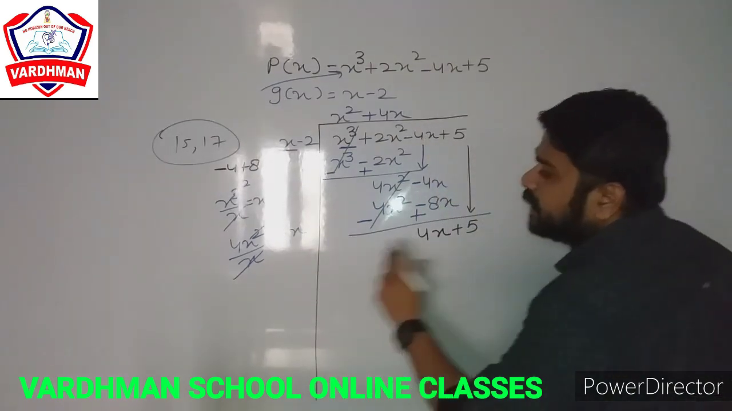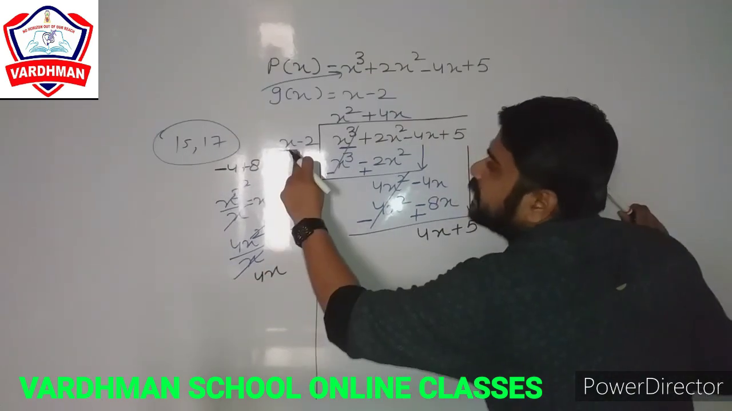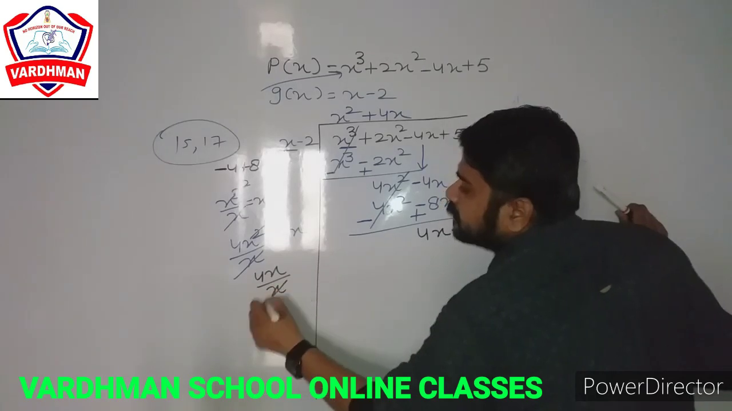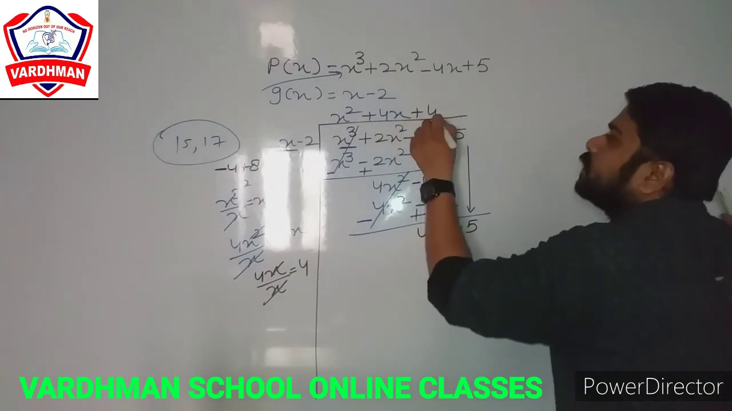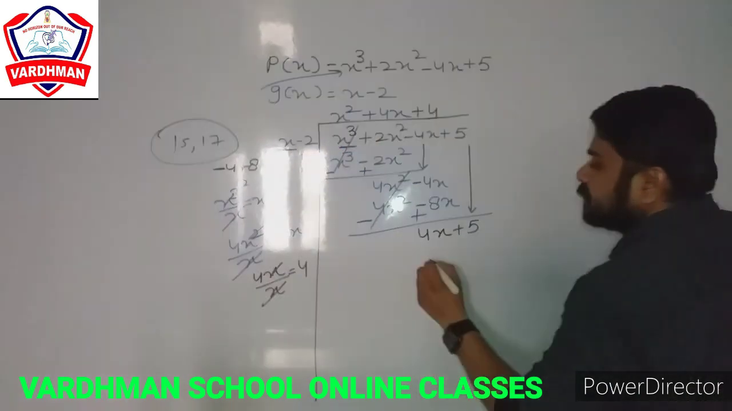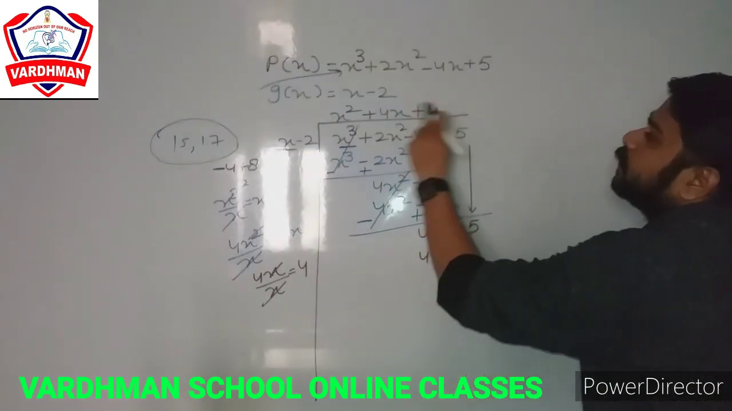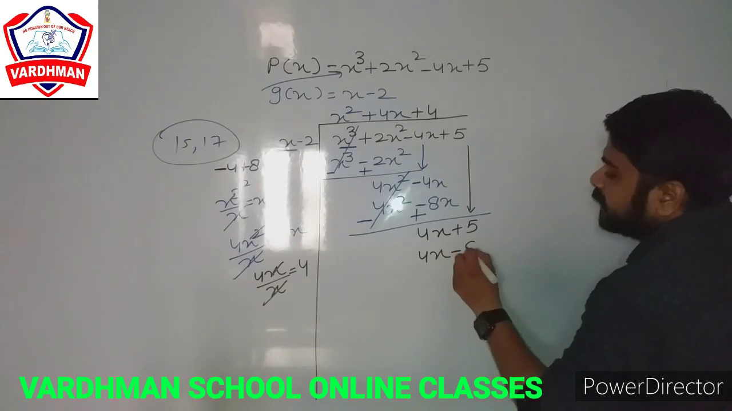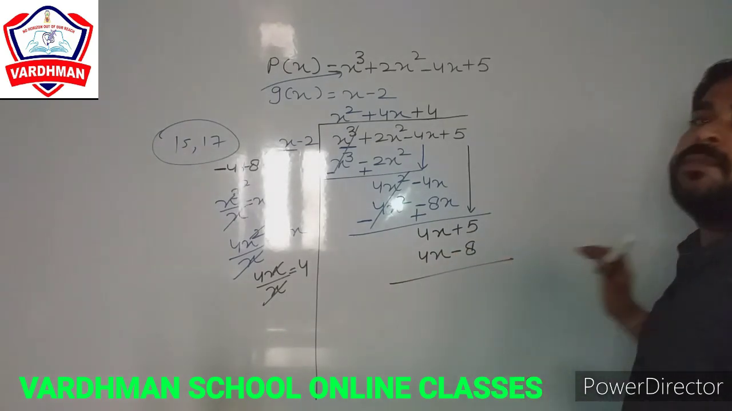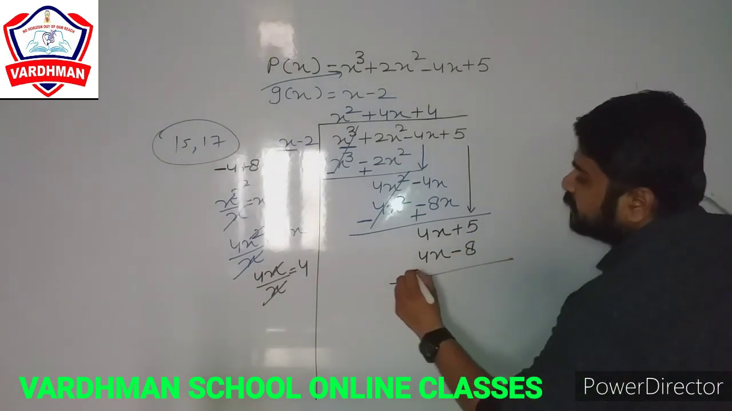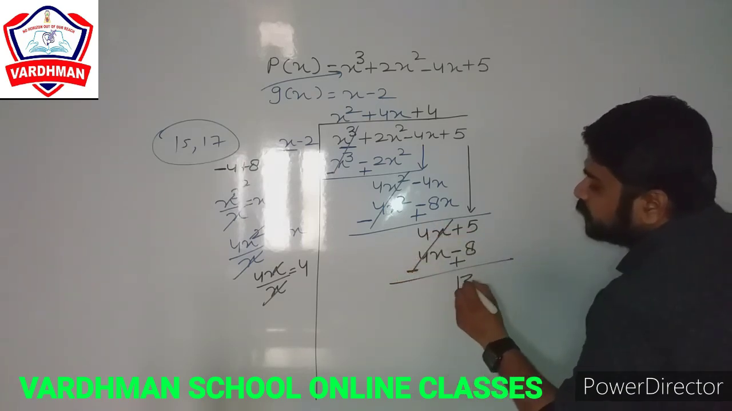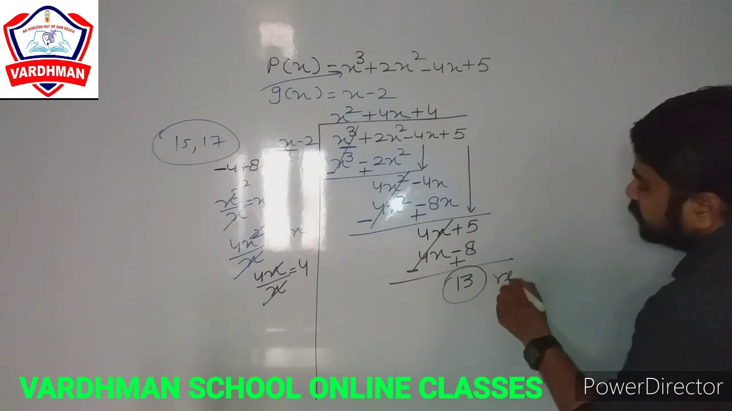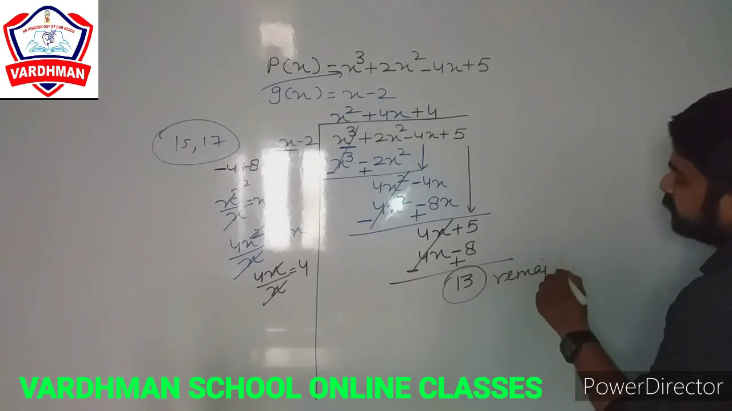Now there is the 4x and there is x, and the remainder, 4. Put here 4 multiply x, 4x, 4 multiply 2, 8. Again same process, minus plus, cancel out, 8 plus 5 is 13. This is your remainder.